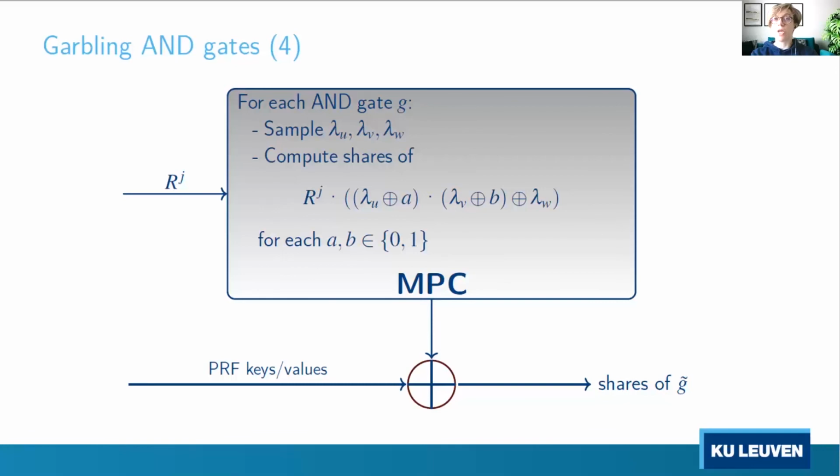So given Rj and shares of a permutation bit, parties use an MPC protocol to compute this value, Rj times GAB. And then this is XORed with the sum of PRFs, and here each party can compute a PRF corresponding to their own keys, and then these are XORed together. So this step is pretty simple compared to the other one.